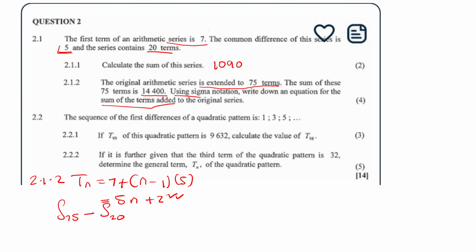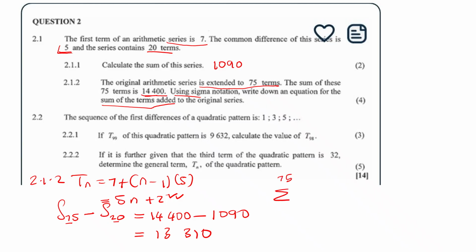Remember, the series was extended from 20 to 75. So I'm going to say the sum of 75 terms minus the sum of 20 terms, because we want to find the sum of the terms added to the original series. The sum of 75 terms is 14,400 minus the sum of the first 20 terms, which is 1090, which is equal to 13,310. Very good.